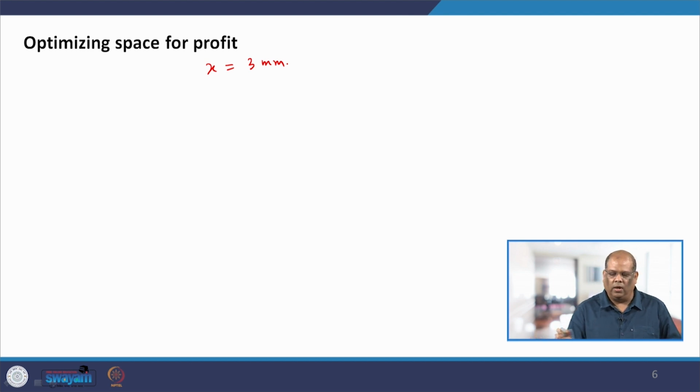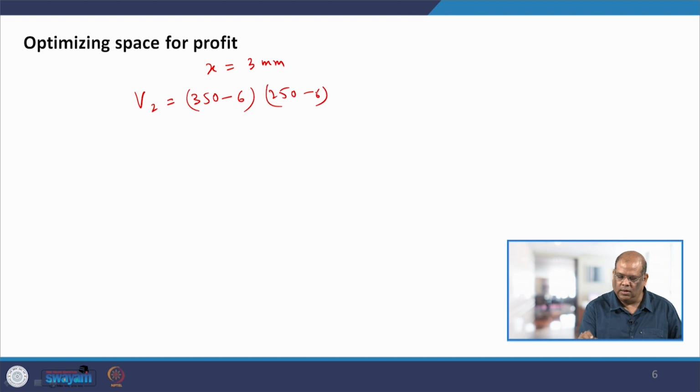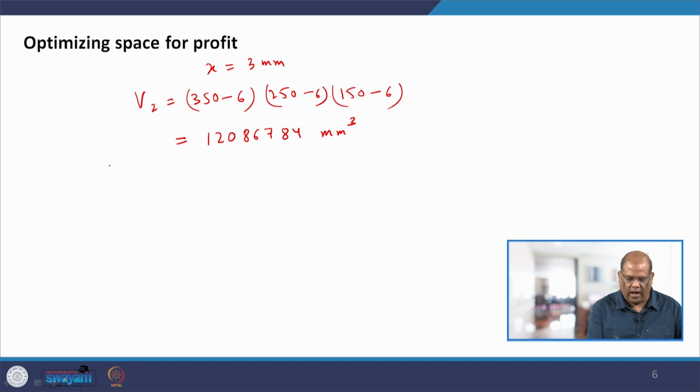So, if your thickness is now 3 millimeter, your new volume V2 is going to be 350 minus 6, 250 minus 6 and 150 minus 6. And your new volume V2 is going to be 120,86784 millimeter cube. So, what is the difference? The difference that is saved is V2 minus V1.